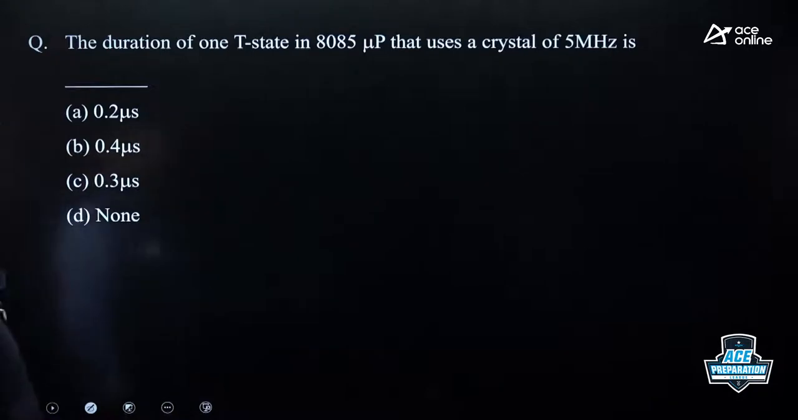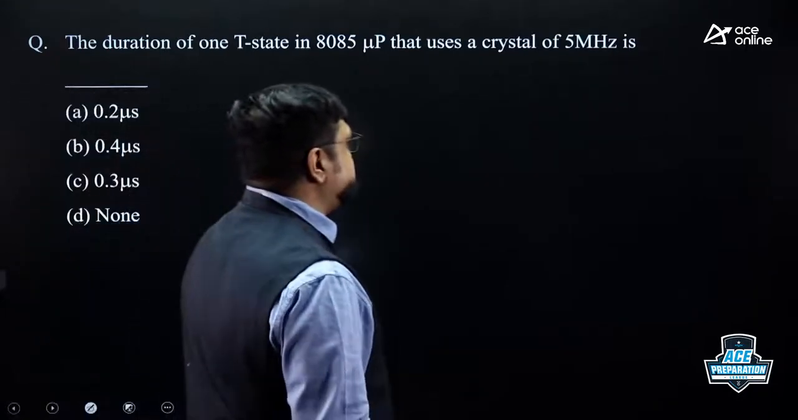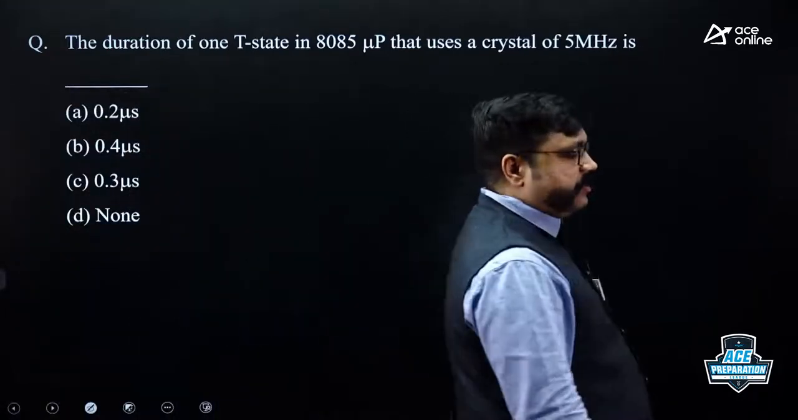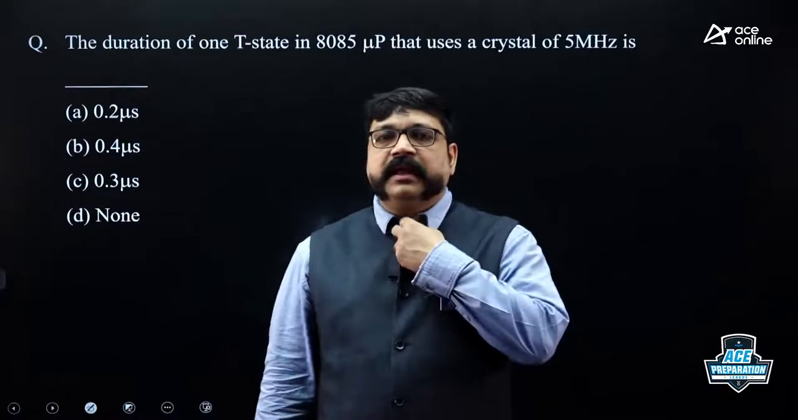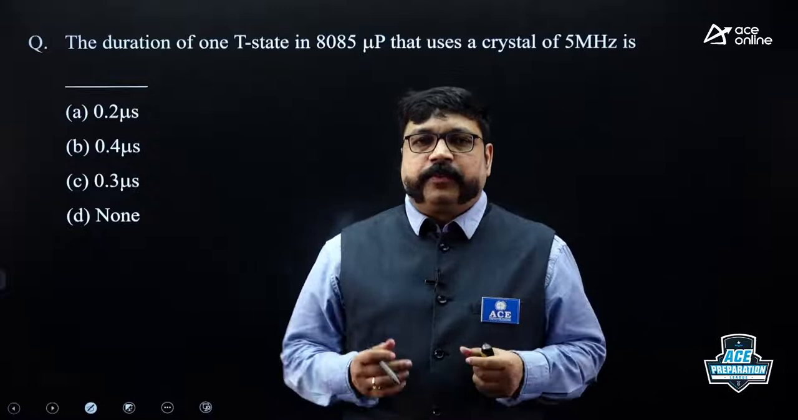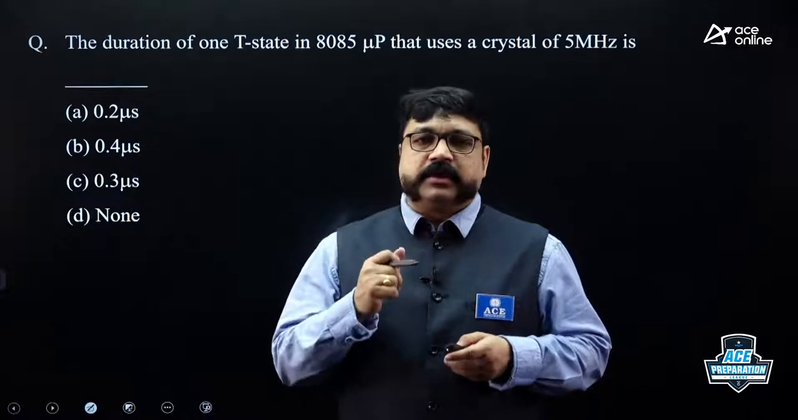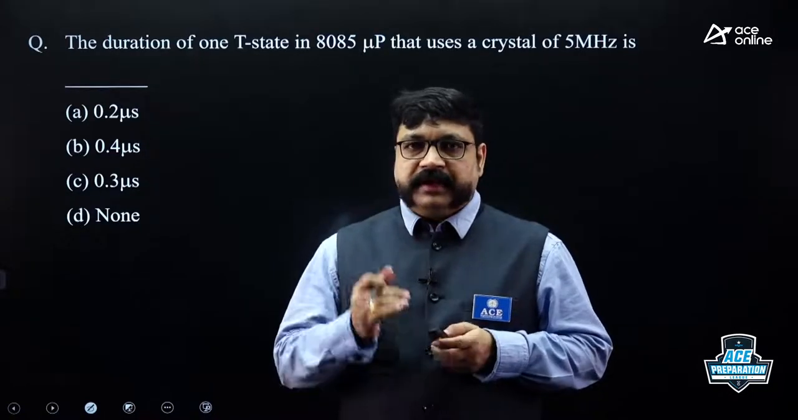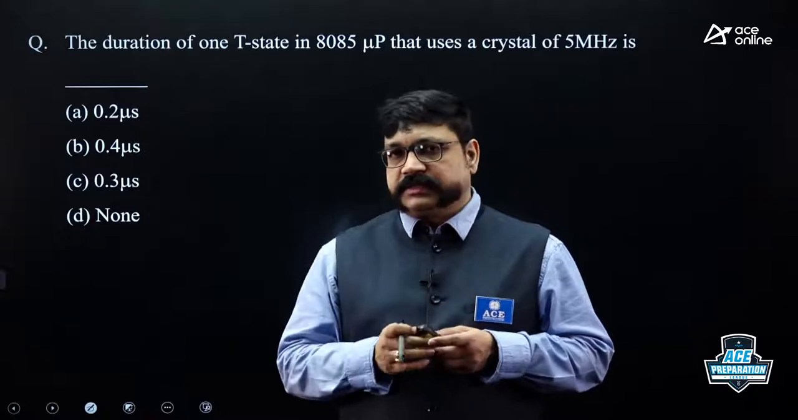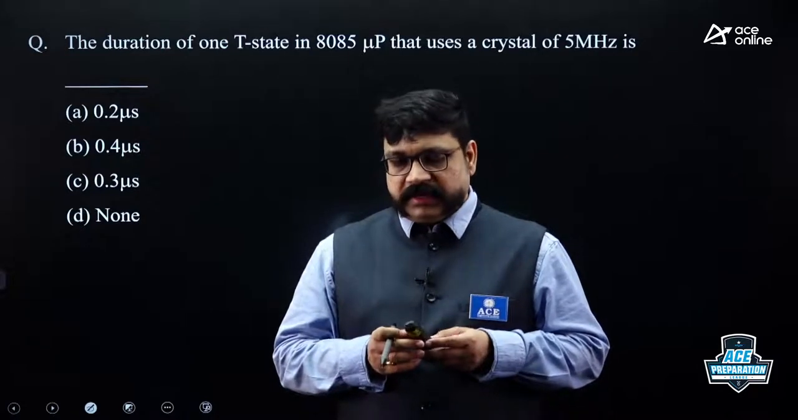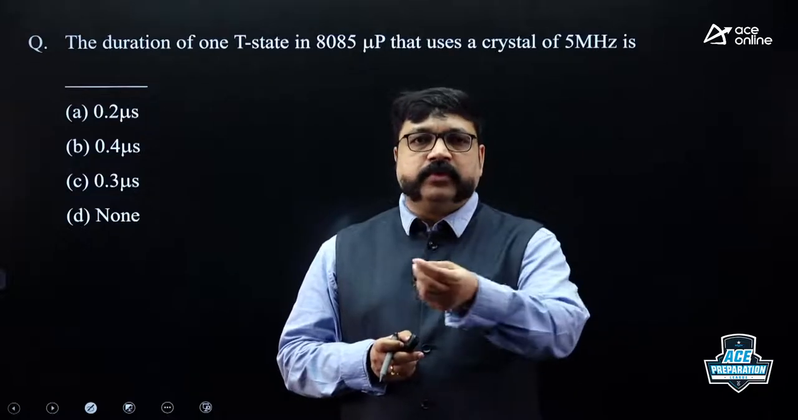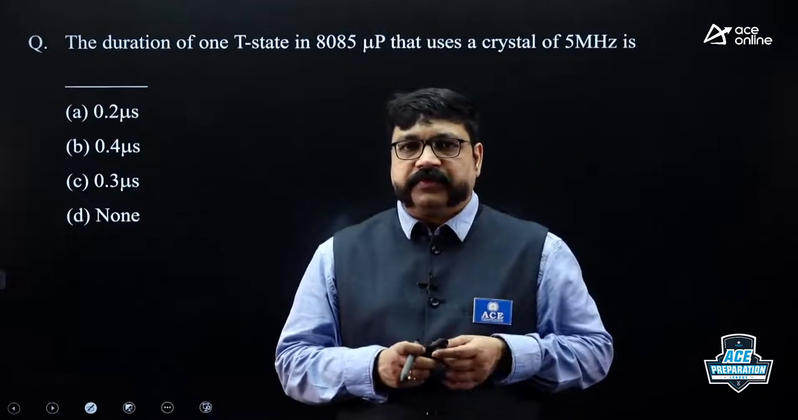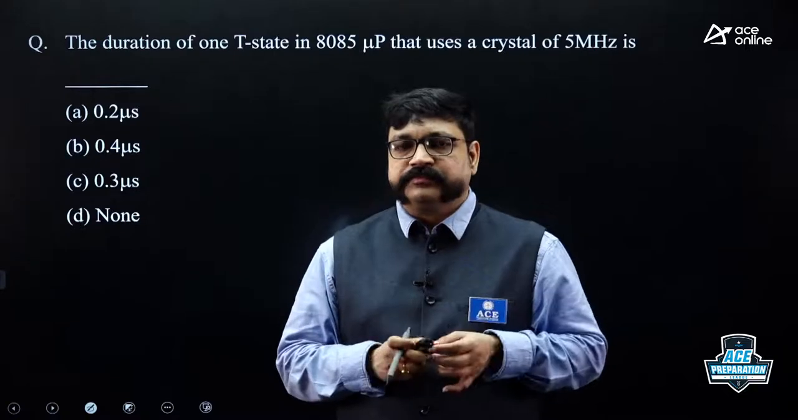What is the duration of one T state in an 8085 microprocessor that uses a crystal of 5 megahertz? Please understand, the 8085 microprocessor has an inbuilt crystal oscillator. Internally, in the architecture, there is a crystal oscillator. That crystal oscillator produces a clock which will be given to all internal circuits of the 8085 that fulfills the clock requirement.